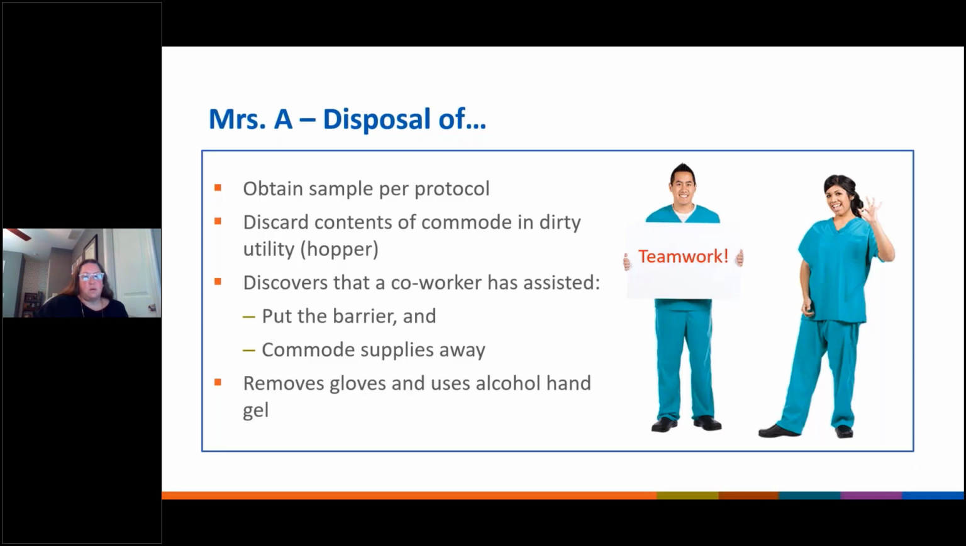She returns to find that one of her coworkers has helped out by putting the barrier screen and the commode away. So she carefully removes and disposes of her gloves and cleans her hands with alcohol gel. The tech does not change her gown. The technician wonders to herself if the person who helped actually cleaned and disinfected the commode and screen before they put it away. But because she is now running behind, she does not have time to follow up with that person, and there's another machine alarming that she needs to answer.